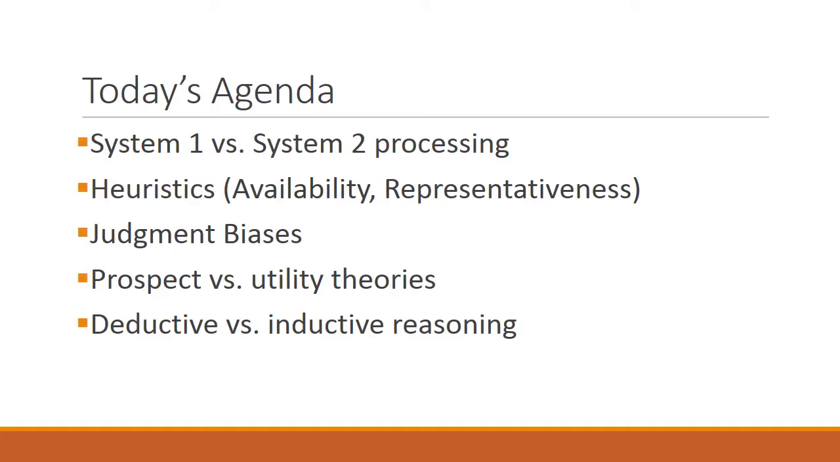So specifically today we'll go over the differences between System 1 and System 2 processing, and then we'll talk about various heuristics, so the availability and representativeness heuristics. And then we'll talk about some biases in judgment and how our judgments might be biased given certain information. And then we'll move on to decision making. So we'll look at prospect versus utility theories, and then talk about deductive versus inductive reasoning and what the differences there might be.